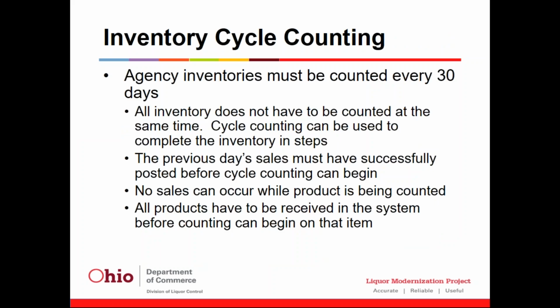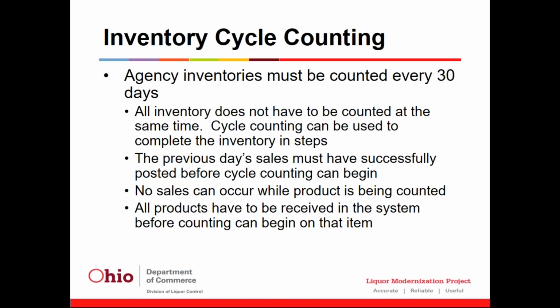So, the guidelines around doing inventory cycle counting. First of all, agency inventories have to be counted every 30 days or every calendar month. Now, all of your inventory doesn't have to be counted at the same time. That's what a cycle count is. A cycle count is a means of dividing up your inventory into more manageable chunks, so it's not as much of a disruption to your business.